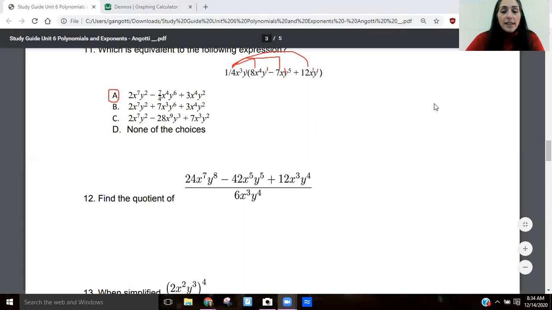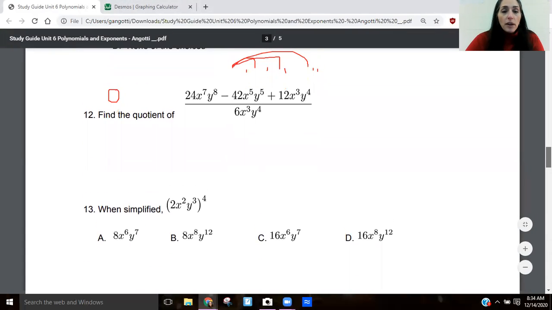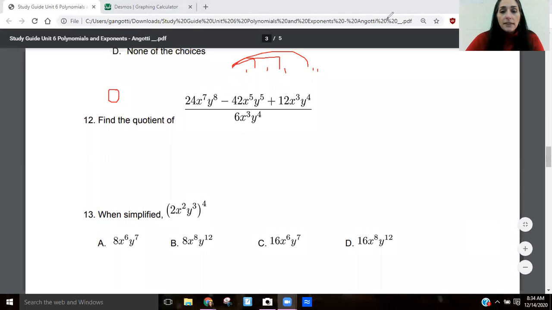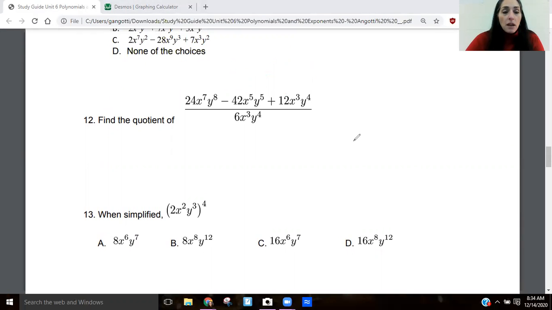Okay, so let's go down to number 12 and clear my annotations too. All right, so this is like the one that we had in the beginning. You are going to divide 24 by 6. So that is going to be 4. I will do the best I can to write this neatly. Now you're going to do 7. That's 7 right there. And this 3. When you divide, subtract the exponents. So 7 minus 3 is x raised to the 4th power.